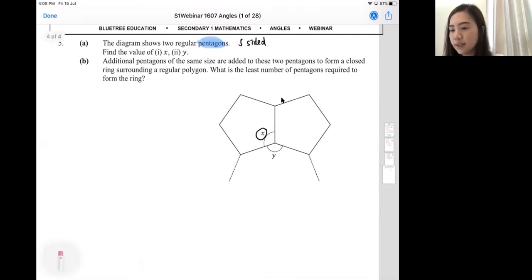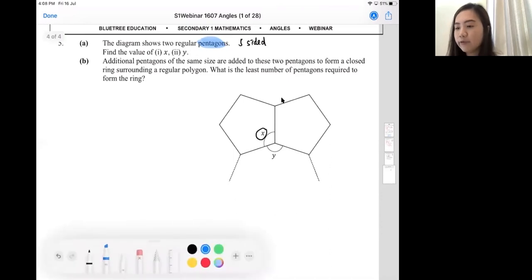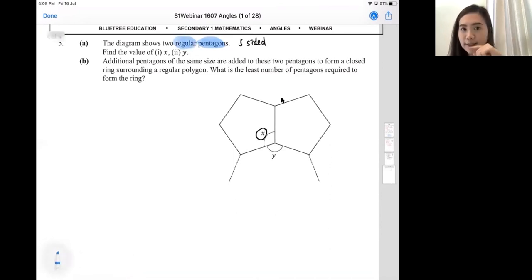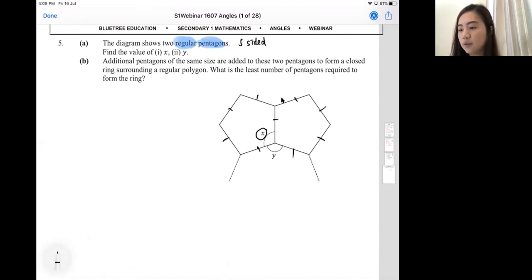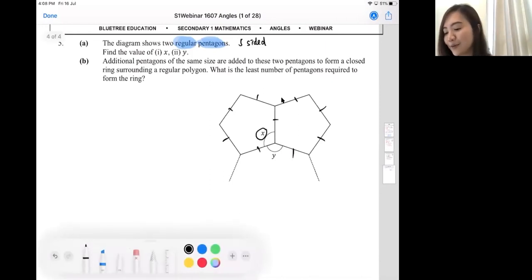Why is it like that? Regular meaning all the angles and all the sides are equal. This is also one key info that we cannot forget. So all the sides and all the angles are equal. So to find one interior angle, we just need to use the formula. We recap the formula. This question has no other ways to solve besides to use this. This is the only method, besides to use the formula.